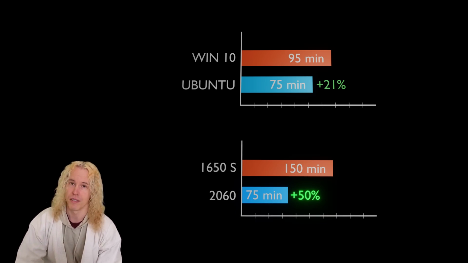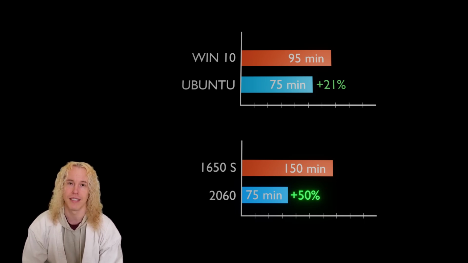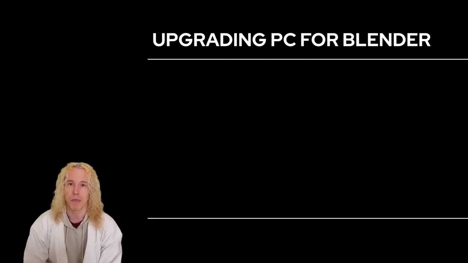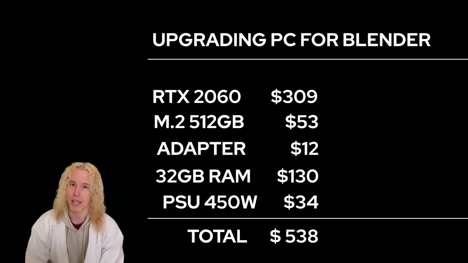That's a real difference. And the RTX 2060 showed a decisive 50% improvement in render time compared to the 1650 Super, cutting down the rendering time in half. In total, I spent about $540 for these upgrades, and I am really happy to see a real performance boost.